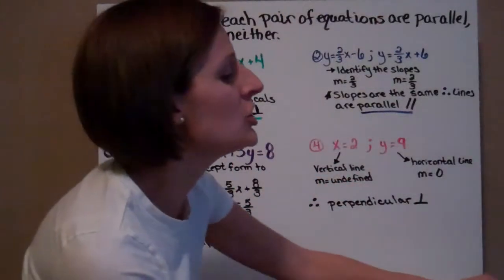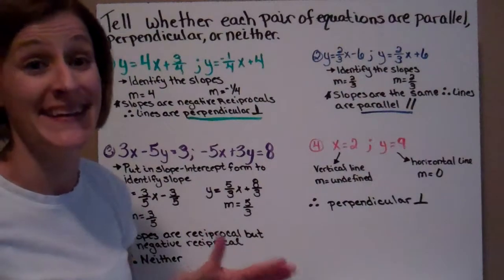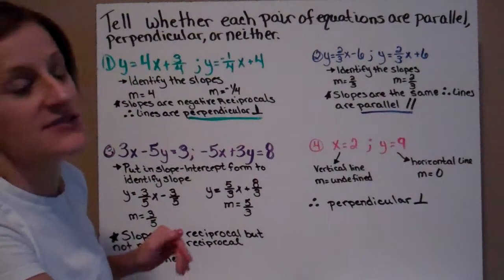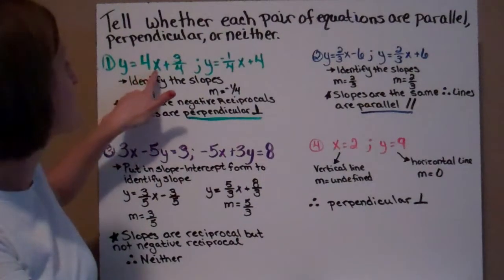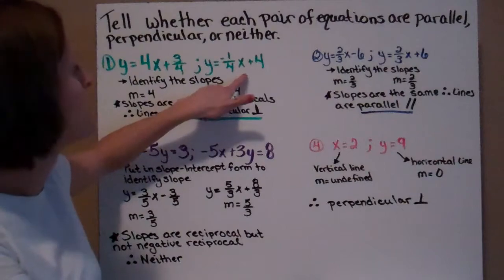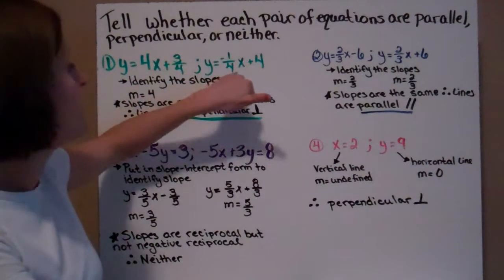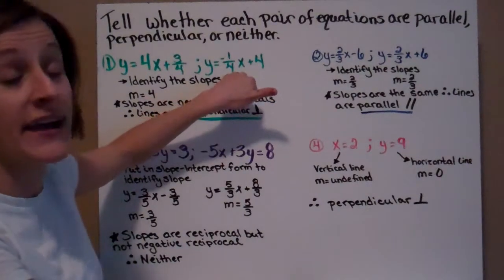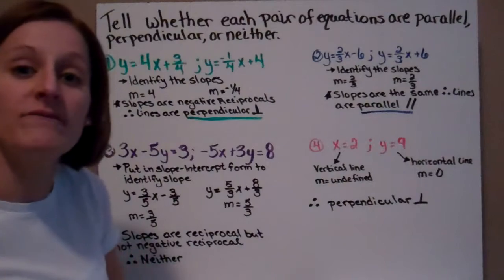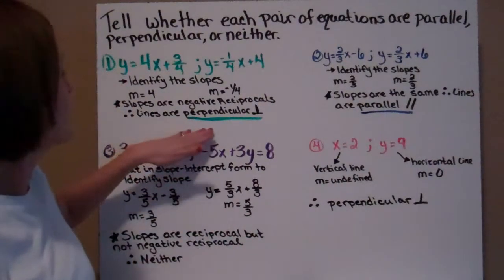Alright, so we're going to look at equations and tell if these lines are perpendicular, parallel, or neither. So the first thing you need to do is to identify the slopes. So for this one, y equals 4x plus 3/4 and y equals -1/4 x plus 4. Okay, this slope is 4. This one has a slope of -1/4. So since 4 times -1/4 gives you -1, they're negative reciprocals, we're going to say the lines are perpendicular.